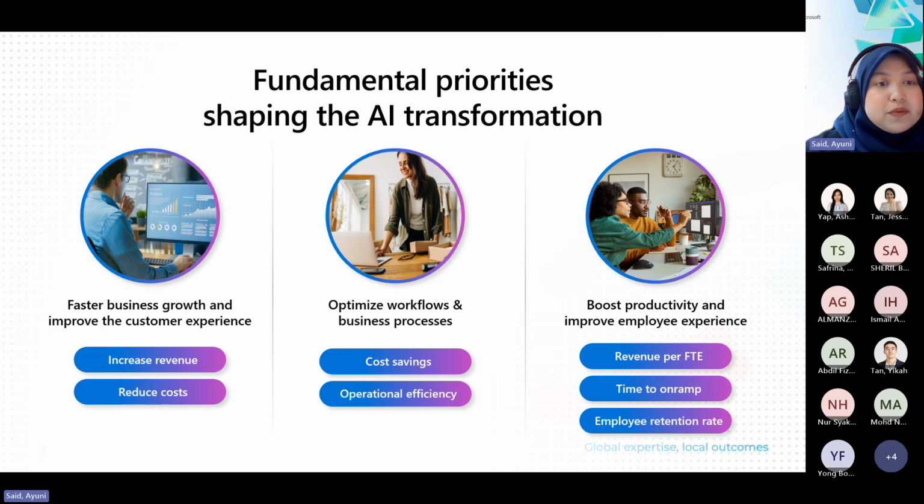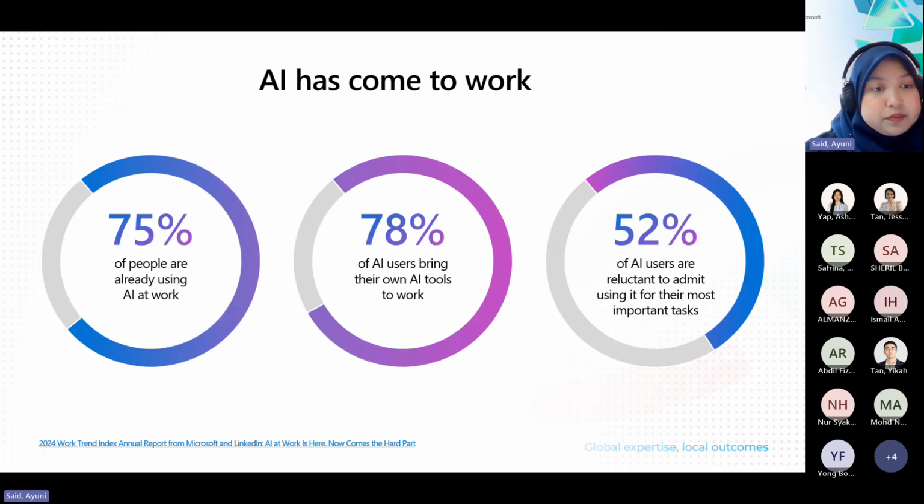So from this, AI has already come to work. 75% of people already use AI, but not standardized inside the organizations. For example, they're using ChatGPT or Google Chrome AI, so those are some of the AI tools that are already being used. And 78% of AI users bring their own AI tools to work, like the ones I mentioned just now. And 52% of AI users are reluctant to admit using it for their most important tasks.